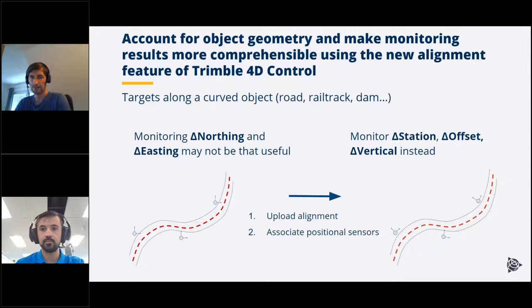And as of T4D version 6.2, it is now possible to calculate station, offset, and vertical values from northing, easting, and elevation values. In other words, instead of delta northing, delta easting, and delta height, T4D can now also produce results in delta station, delta offset, and delta vertical. How do you get there? It's already outlined here. Upload alignment, associate positional sensors. So this is exactly what I would like to demo now, what I would like to show to you.